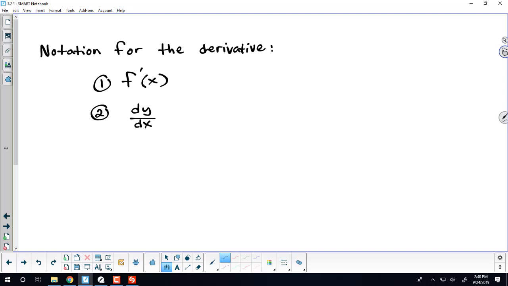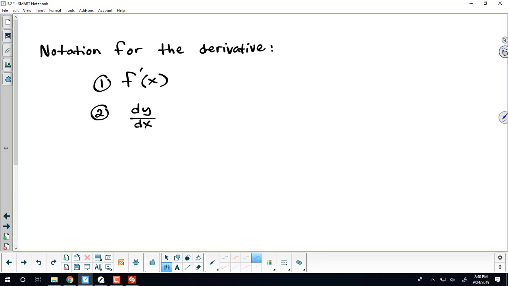So if you remember exactly what the derivative was, we said, look at the slopes of the secant line. And then we make one point closer and closer to the other. So this second notation is, I think, really indicative of what a derivative is. Just view this d as a super small change. It's a really small change in y over a really small change in x. So that's all a derivative is.